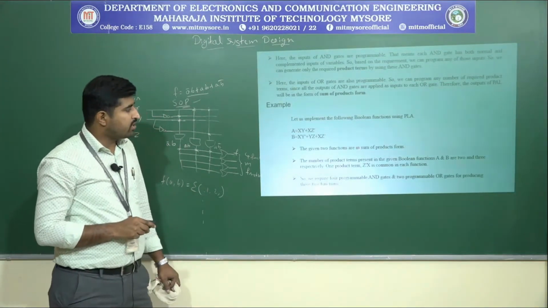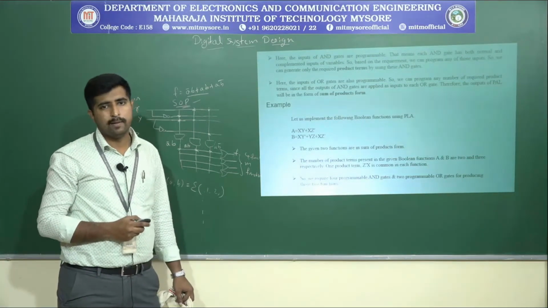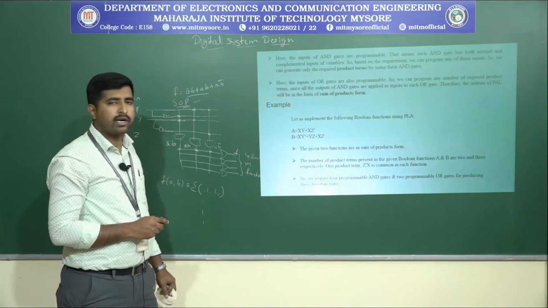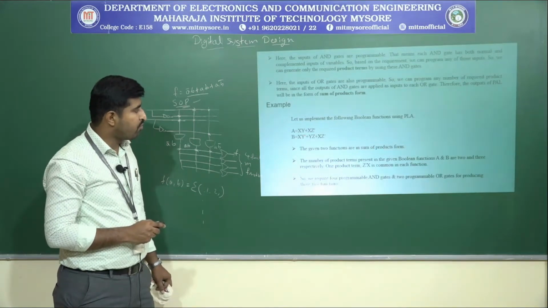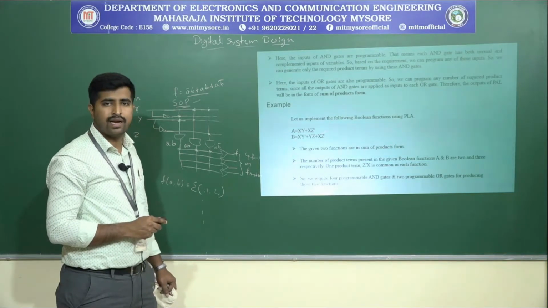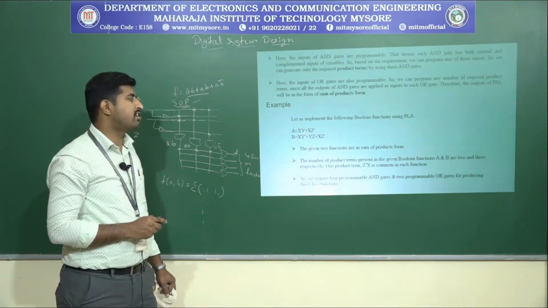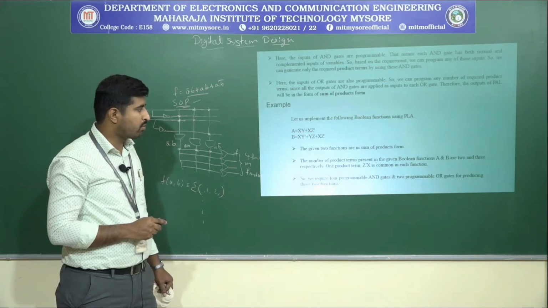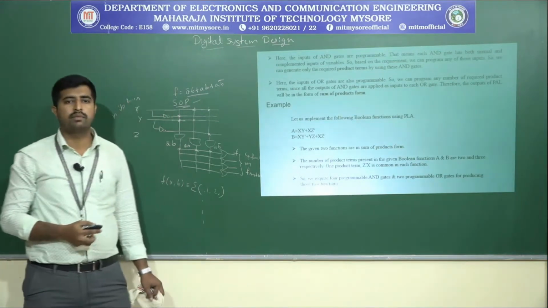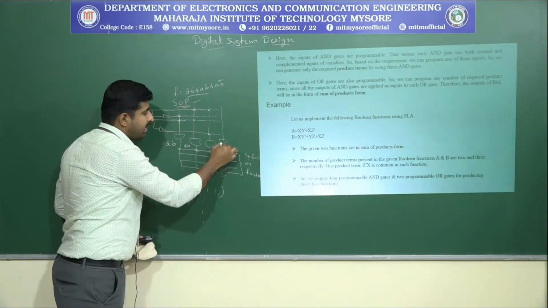The given 2 functions are in sum of products form, so we can easily implement them using the PLA. How many product terms are present in the given functions? 1, 2, 3, 4, 5. But in these 5, xz bar appears twice, so both product terms are the same. So how many AND gates are needed? Only 4 is enough, since one is repeated. So we have 4 product terms, which means we need 4 AND gates.